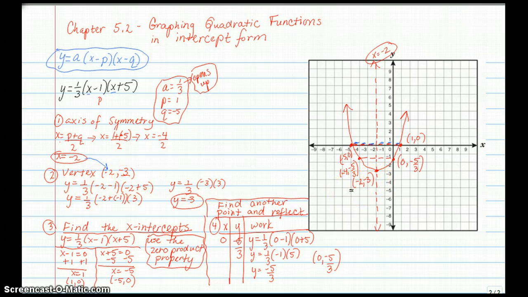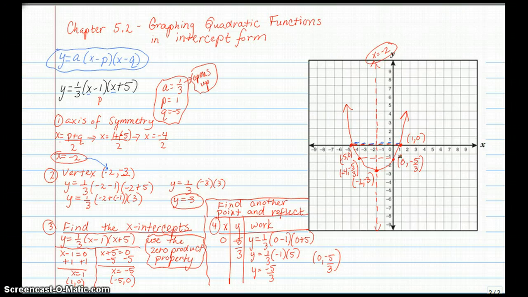Now that gave us 3 points. We needed 1 additional. I went ahead and chose 0 just because you had 1 out here and you over here at negative 2. 0 seemed easy. This is where it gets a little more challenging. So you have y equals 1/3 times 0 minus 1 times 0 plus 5. y equals 1/3 times 0 minus 1 is negative 1. 0 plus 5 is 5. Negative 1 times 5 is negative 5 times a third. You can't divide 5 evenly by 3, so it's going to be negative 5/3. So we've got (0, negative 5/3).